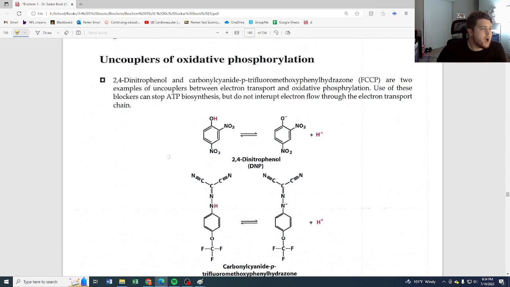Now, we also have a couple of uncouplers of the oxidative phosphorylation. 2,4-dinitrophenol and carbonyl cyanide p-trifluoromethoxyphenylhydrazone, or FCCP, are two examples of uncouplers between electron transport and oxidative phosphorylation. If you remember, recognize this, cyanide. Cyanide's a poison. Use of these blockers can stop ATP biosynthesis, but does not interrupt electron flow through the electron transport chain.